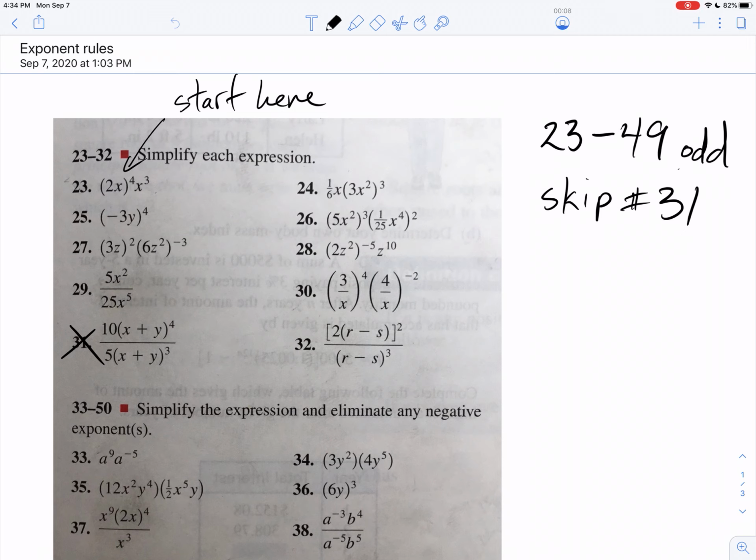We are going to be doing some exponent rules. There are 4 of them. But take a look at number 31.